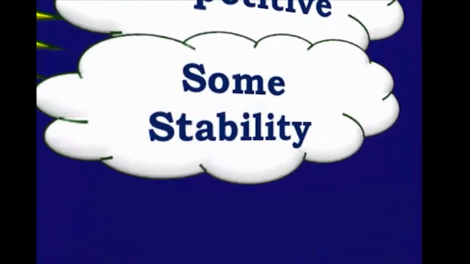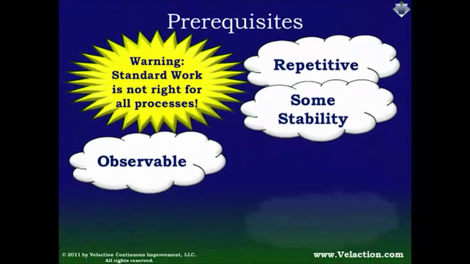The next prerequisite, stability, is something of a chicken or the egg argument. Standard work provides stability, but it's very difficult to put in place without some semblance of consistency in the operation. You have to take out the wild swings and variation to be able to get effective standard work started. But once it's put in place, it will act to reduce even more variation in your process.